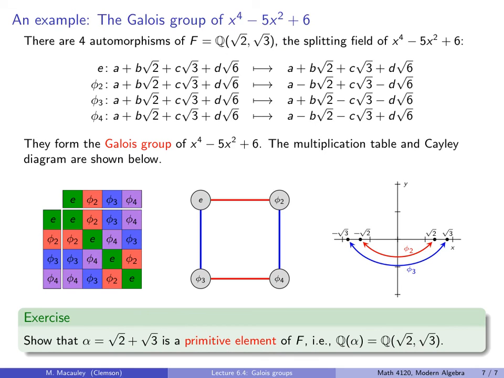So think about how you would do that, and my hint is that it's not too much different than the example that we saw previously, where we took alpha to be root negative 3 times the third root of 2, and we had to show that this was a primitive element for the field extension Q adjoined zeta and the cube root of 2. Okay, good luck.